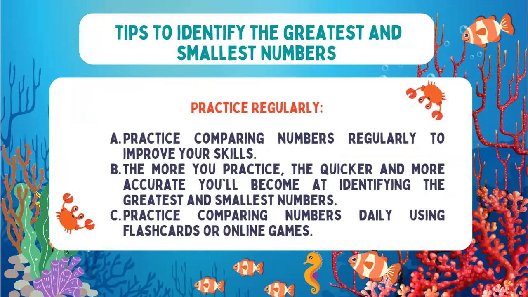Another tip is just practice regularly. Practice comparing numbers regularly to improve your skills. The more you practice, the quicker and more accurate you will become at identifying the differences between the numbers, at identifying the greatest and the smallest numbers. As I always say, practice makes a man perfect. Practice comparing numbers daily using flashcards or even online games. They both are fun ways to practice.